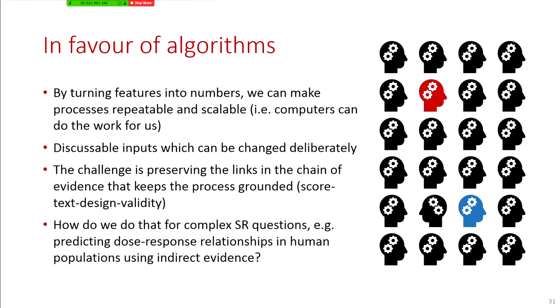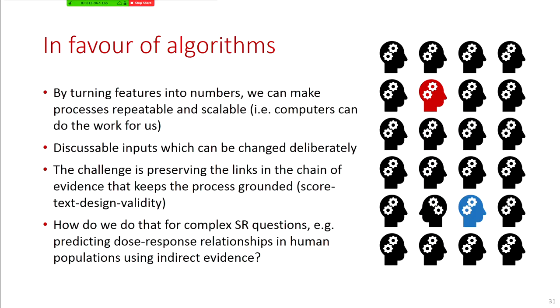The challenge, of course, is preserving the links and the chain of evidence that keep the process grounded, right? So when computers are doing this stuff for us, they need to be referring to the text and referring to evidence that the interpretation they're making of that text is valid, right? So they need to respond to the same evidence that we would if we knew about it, and they need to respond to the same features of the documents that we do when we're analyzing them. Otherwise, we end up with a black box thing. We don't really know what it's doing.